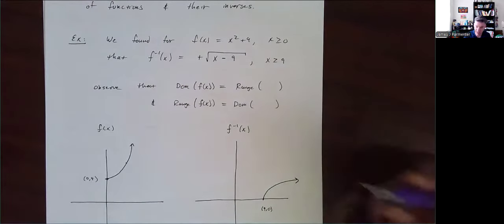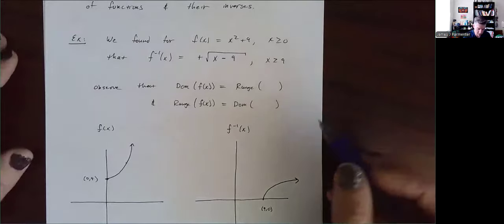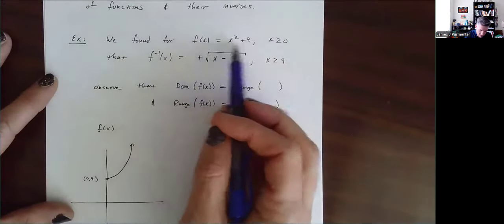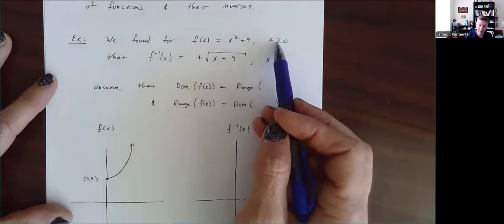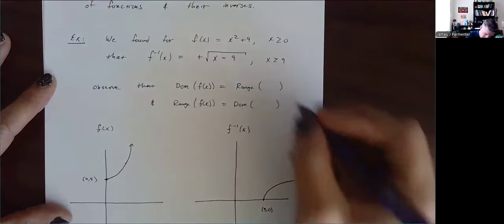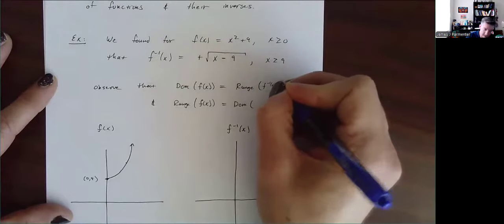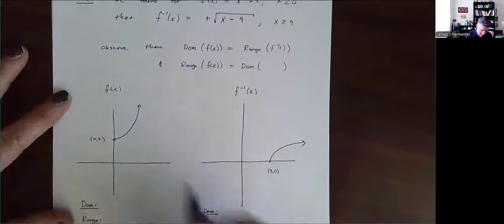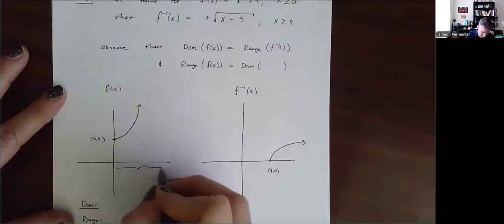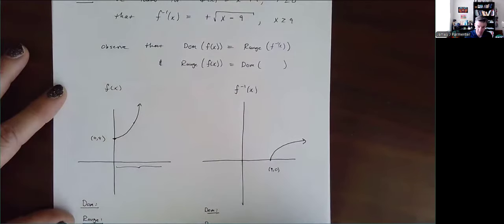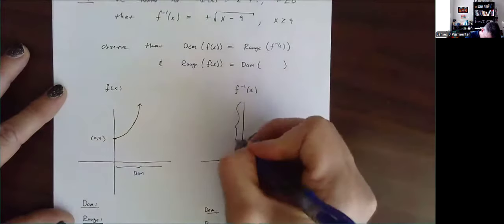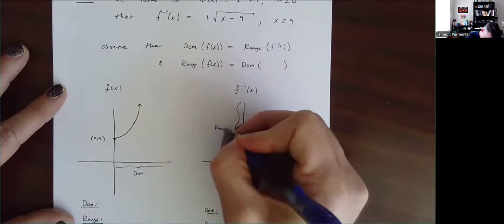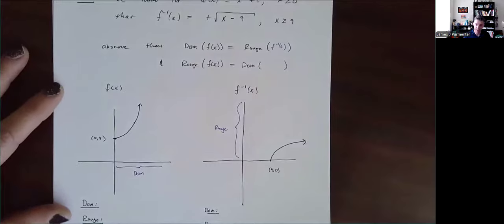Just graphically, we could see that. So I'm going to point out that the domain of f of x here, which is x being greater than or equal to 0, is the same as the range of f inverse of x. And again, I'm just thinking graphically, right? Here's f of x. The domain is all x greater than or equal to 0. Here's f inverse of x, where the range is all y values greater than or equal to 0.